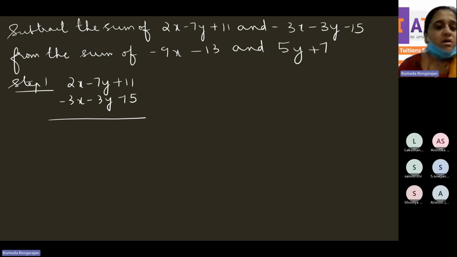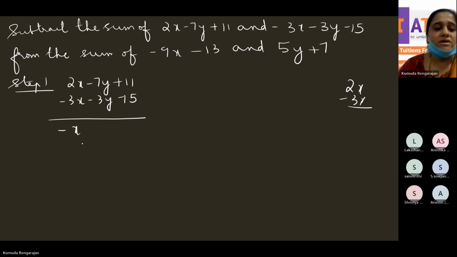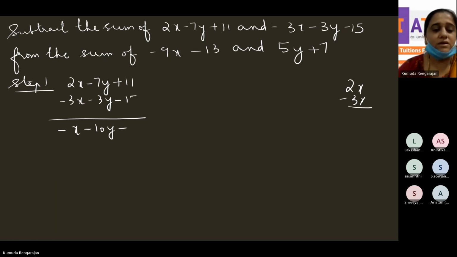Now if it's addition, we don't change the signs, right? So 2x minus 3x. What is 2x minus 3x? Minus x. Simplify the numbers. 2 minus 3 is minus 1. So minus x, minus 10y, and this is minus 15. So it'll be minus 4.